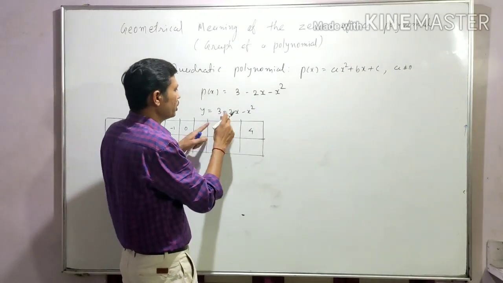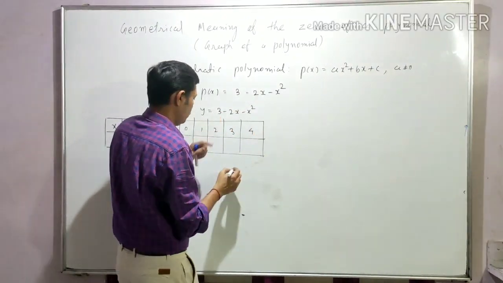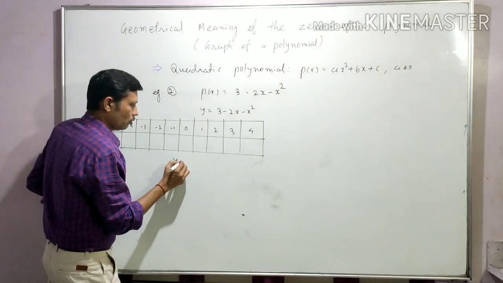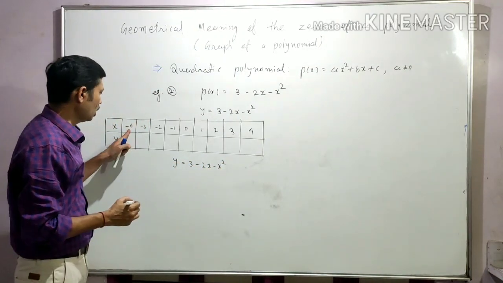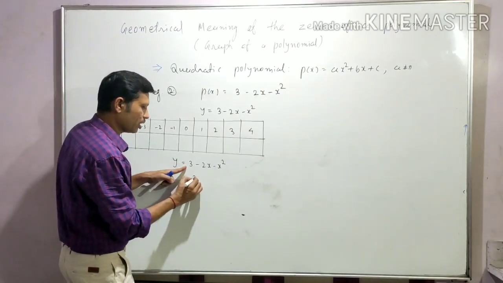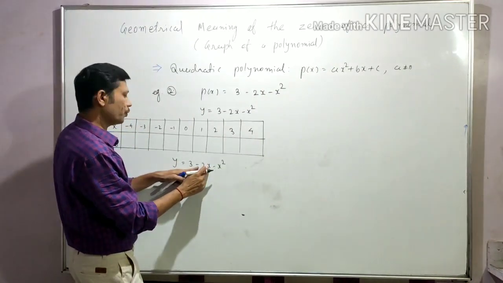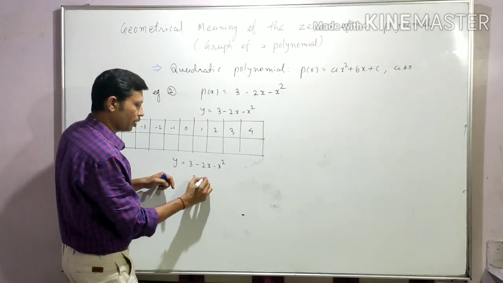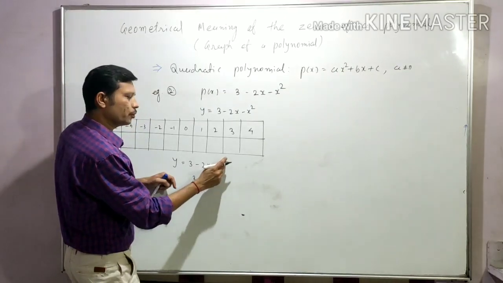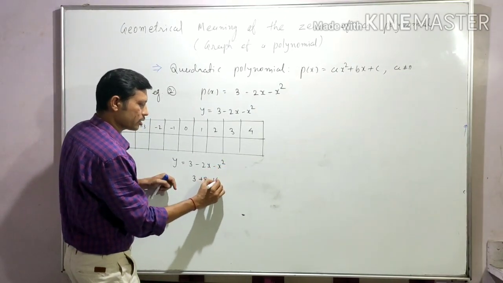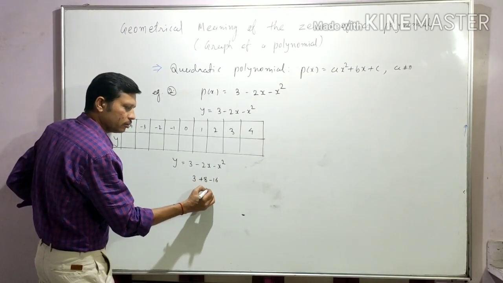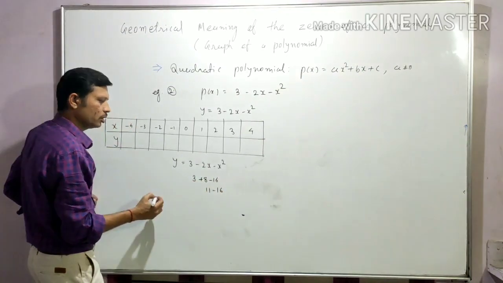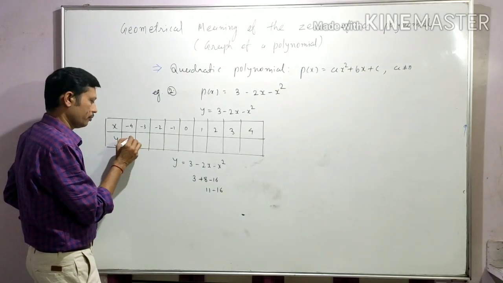Suppose I take minus 4 here. Y is equal to 3 minus 2x minus x square. I am replacing x with minus 4, so 3 stays as it is. Minus 4 multiplied with minus 2 becomes plus 8. And minus 4 the square is 16, so minus 16. So 8 plus 3 becomes 11, and minus 16 gives minus 5.